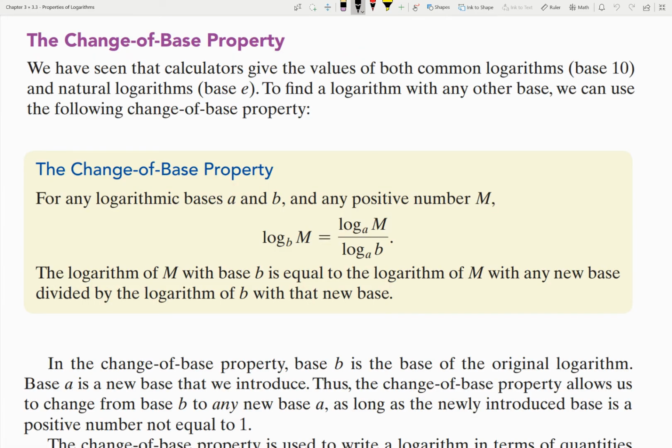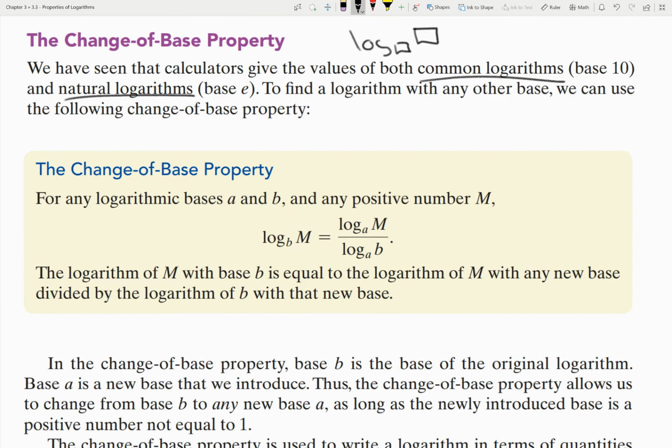So the last thing in this section is something called the change of base property. Some calculators have a button that lets you do any logarithm base you want. Some calculators don't have that. So if your calculator does not have a button that'll let you do any logarithm, it's likely that they can do a common logarithm and a natural logarithm.